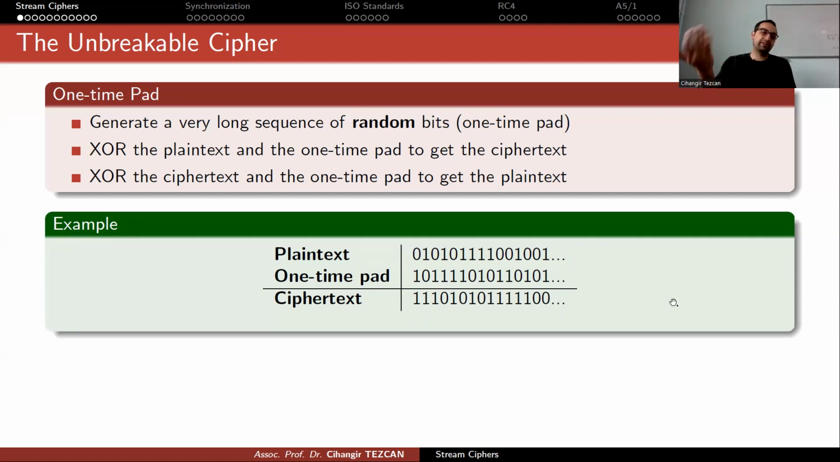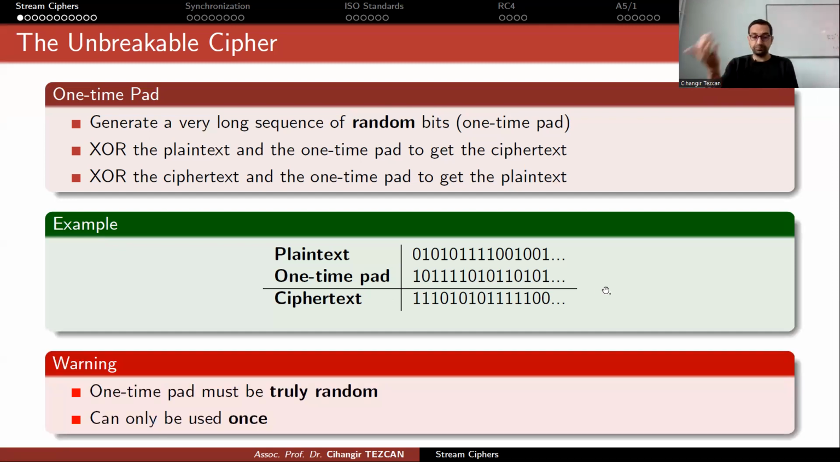Here the security proof comes from the fact that the one-time pad is random, because once you XOR it, the ciphertext also looks random. If you can capture any plain text bit from the ciphertext, this means that you can also guess the one-time pad bits, which are randomly generated. So the one-time pad must be truly random, and you can use each one-time pad only once. So if you want to communicate with 100 messages, you need 100 one-time pads. Think about your WhatsApp messaging speed. You cannot exchange that many one-time pads beforehand.